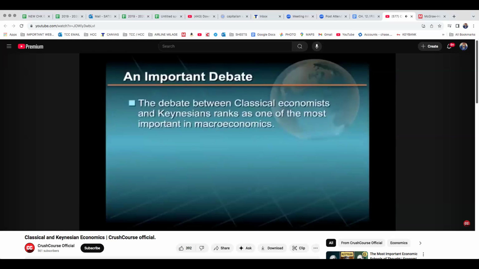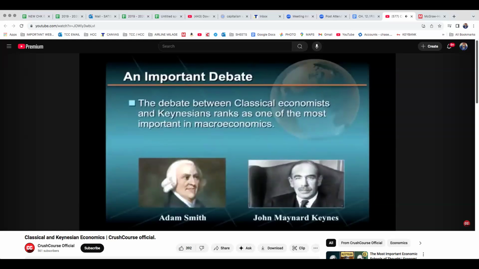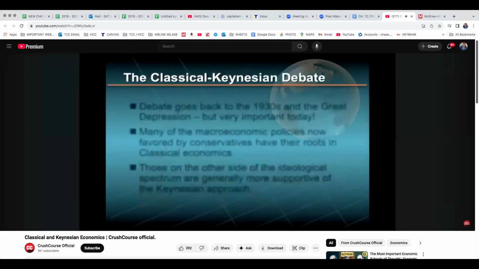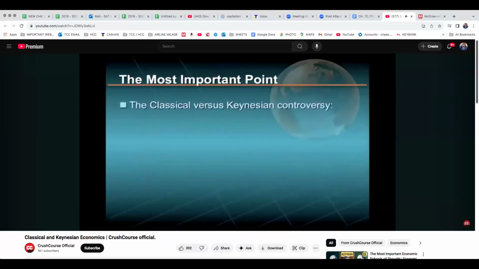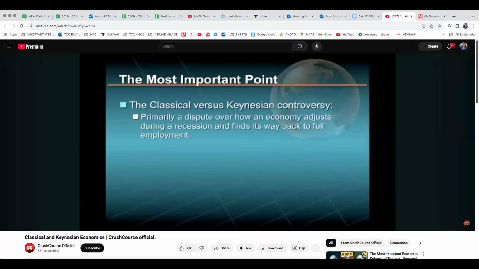The debate between classical economists and Keynesians ranks as one of the most important in macroeconomics. It is a debate that goes back to the 1930s and the Great Depression. However, it remains a very important one even today. This is because many of the macroeconomic policies now favored by conservatives have their roots in classical economics, while those on the other side of the ideological spectrum are generally much more supportive of the Keynesian approach. In analyzing this debate, the most important point we'll make is that the classical versus Keynesian controversy is primarily a dispute over how an economy adjusts during a recession and finds its way back to full employment.